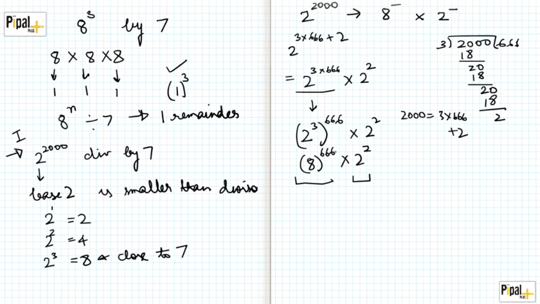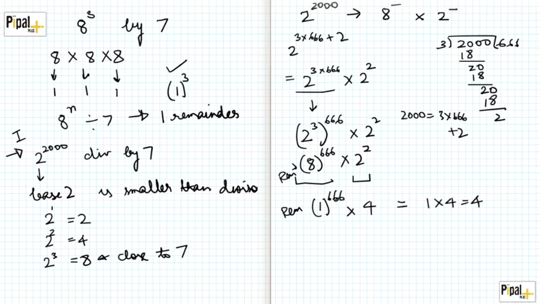Now 8 to the power 666, this remainder when divided by 7, is the same as the remainder of 1 to the power 666, and that's what we've seen here, right? So if 8 to the power 3 leaves a remainder 1, then 8 to the power 666 also must leave a remainder 1, and when 4 is divided by 7, the remainder is 4. So my answer is plain and simple, 1 into 4, which is 4, right?